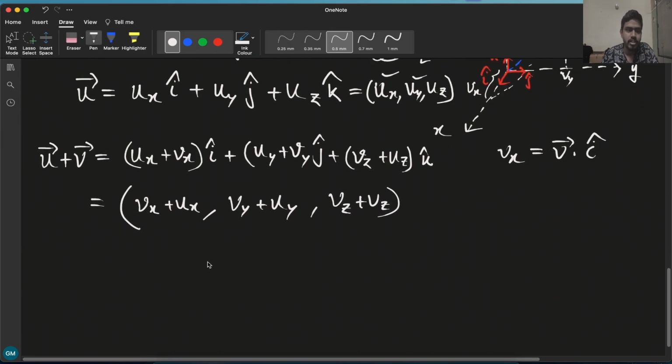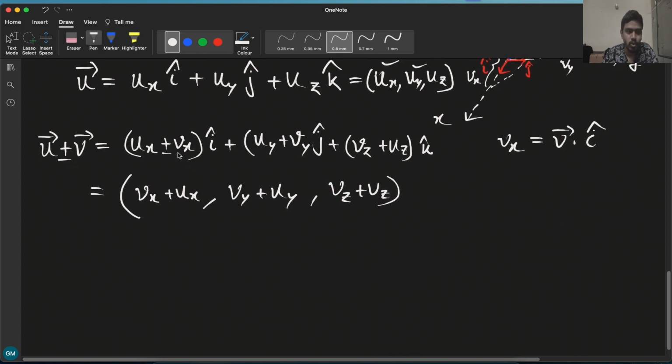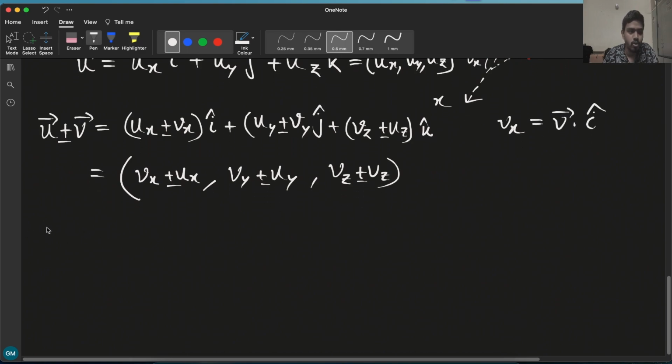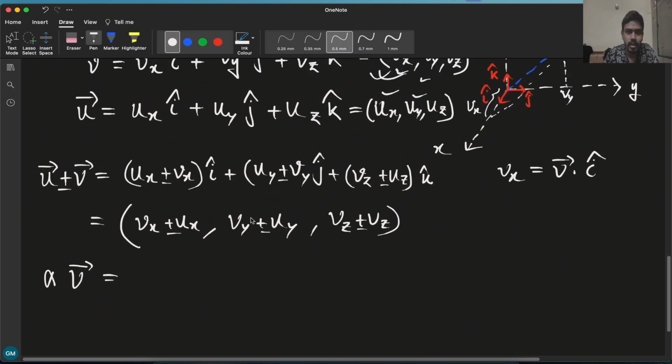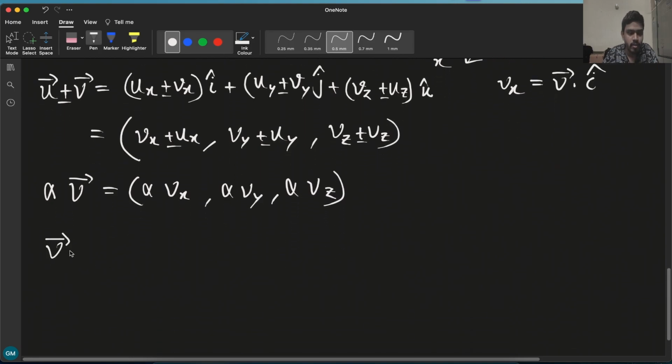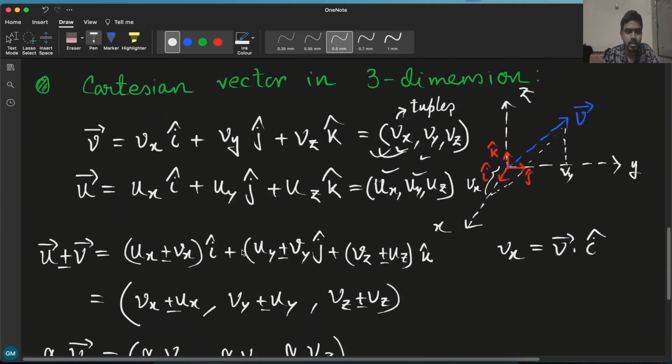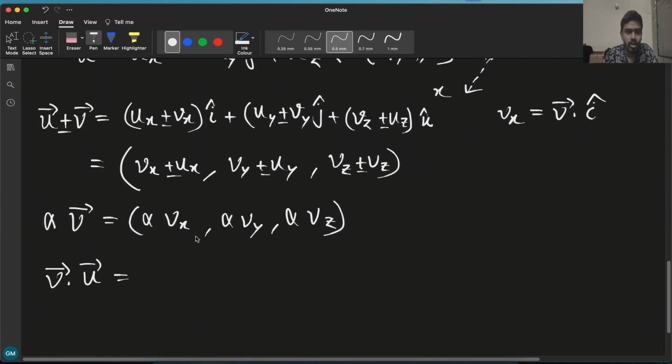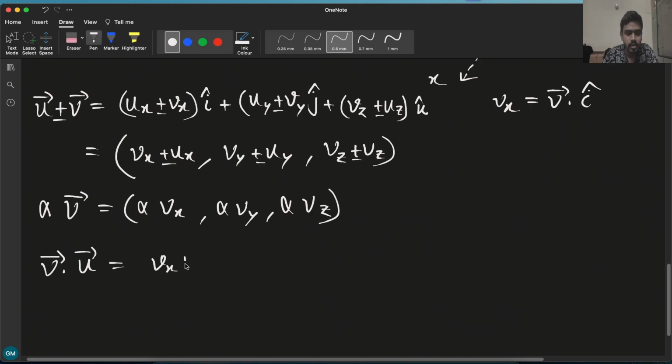Okay, for example, for addition or subtraction, both cases, right? If I want to do a scalar multiplication, so if alpha is a scalar and I want to multiply it with v, then in this tuple form I can write it as alpha vx comma alpha vy comma alpha vz, right? And if I want to do dot product between v and u, in that case the dot product will be vx ux plus vy uy plus vz uz.